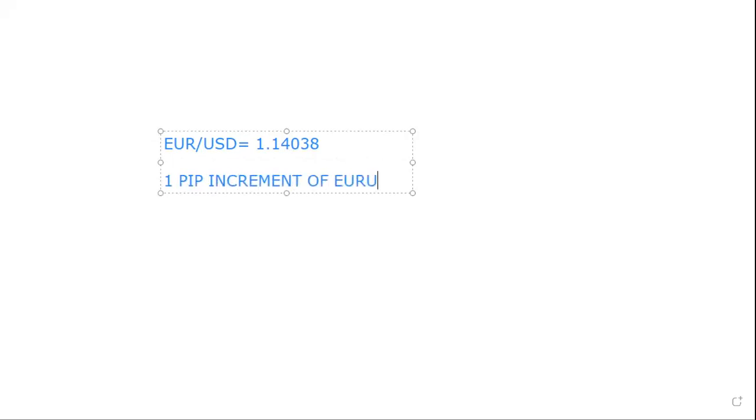So let's say we have Euro USD to be 1.14038 as the point. If we have a one pip increment of Euro USD, what will it equal? 1.14048. So now we have 1.14048, which means that a one pip increment moves the price to 1.1404.